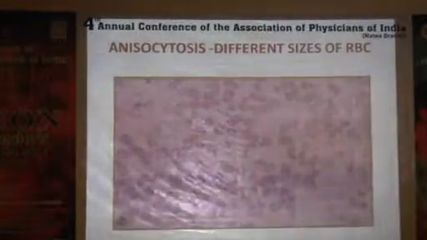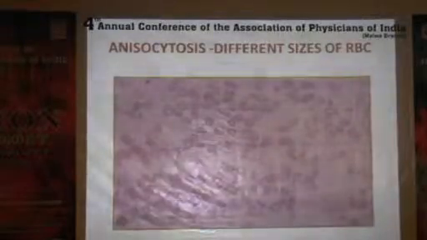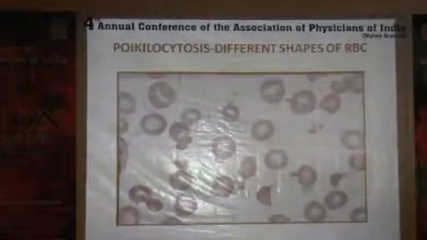And anisocytosis, you know, the size of the RBC is different. We label it as anisocytosis. If the shape is different, we label it poikilocytosis.